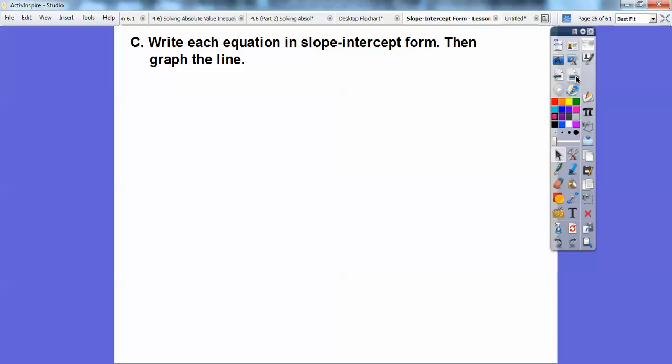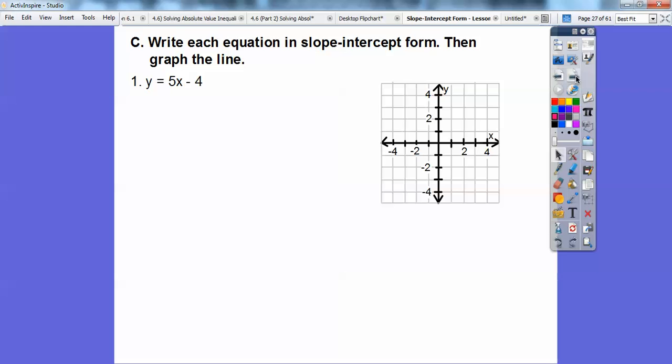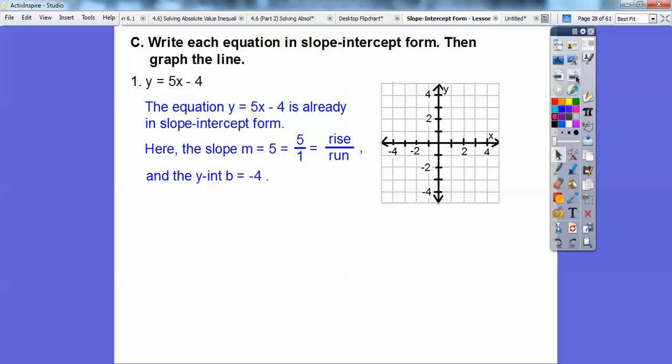Too easy, huh? Write each equation in slope-intercept form, then graph the line. All right, well, this one's already in slope-intercept form right here. So what we're going to do is use the slope, which is 5, and that's 5 over 1. This is rise over run. We're going to plot the y-intercept first. So we'll plot -4, so that's going to go right down there, because it crosses the y-axis at -4.